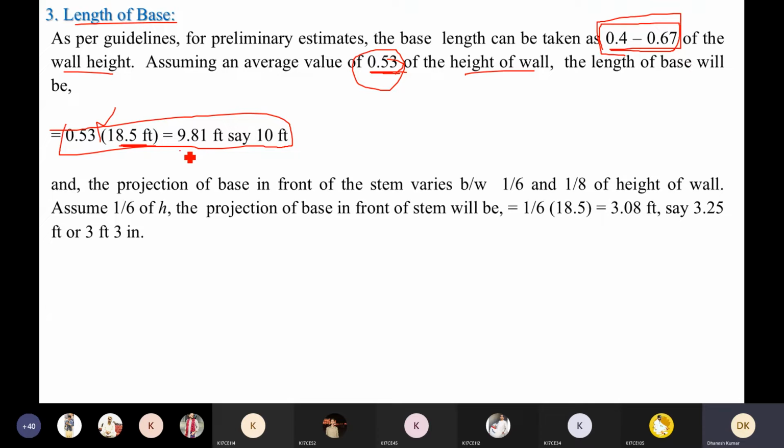which comes out to be 9.81 foot, and we are taking it as approximately 10 foot. Now 10 foot is our total length of the base, which is this one.